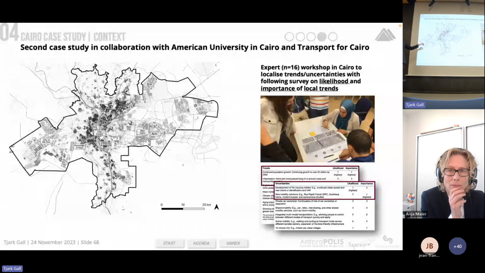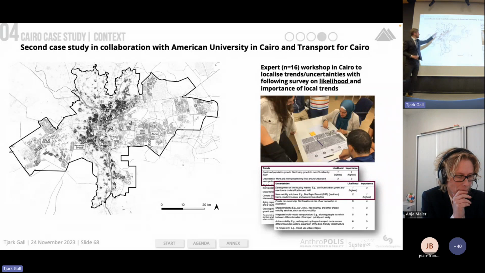This is how we defined it together with Transport for Cairo as more or less the continuous urban area, which is very, very difficult as orientation. The Nile is going through here, and the pyramids of Giza are there. And it's about, I think, 22 million people who are living within this area.